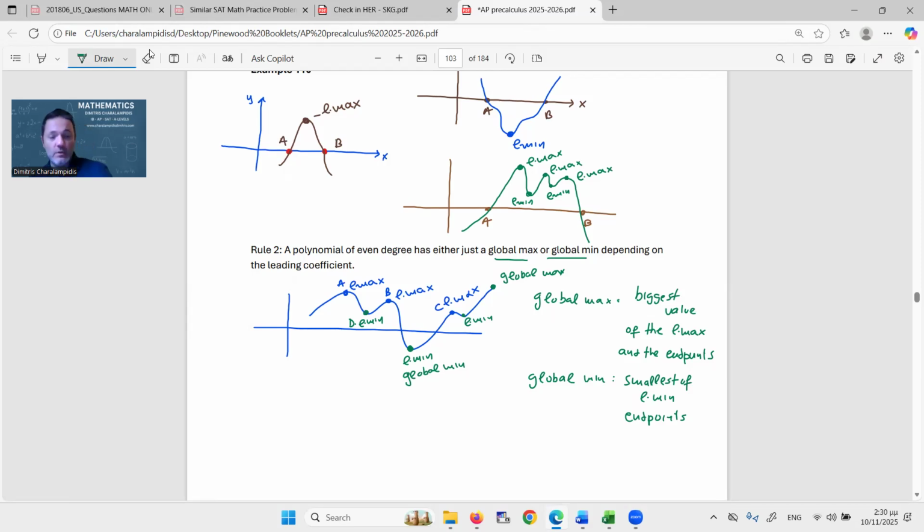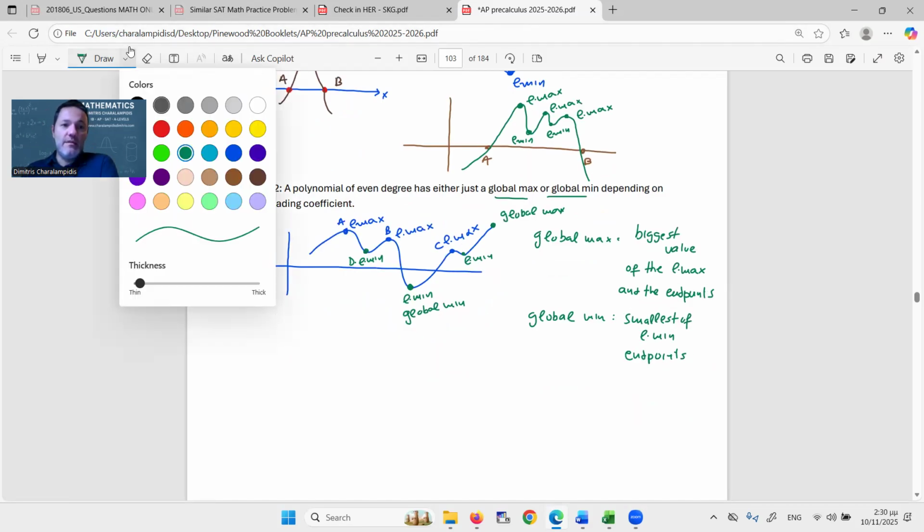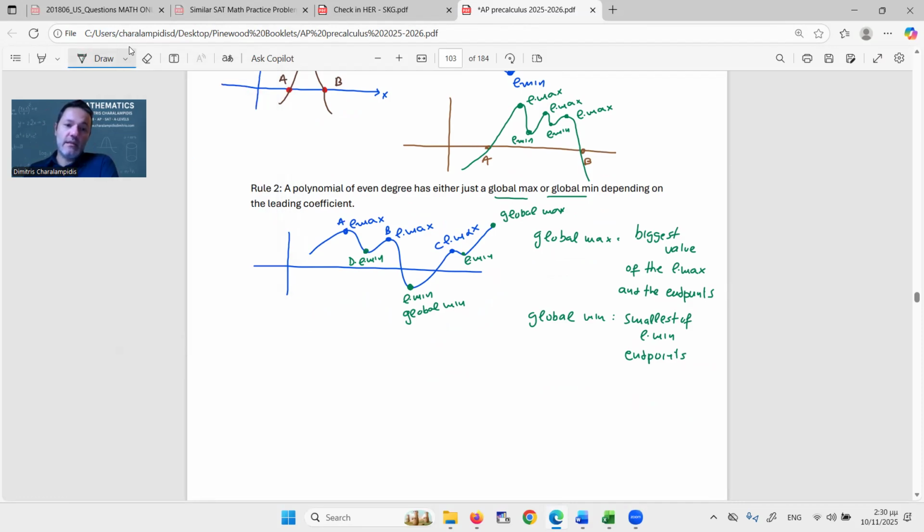Now, rule number 2 simply states what is happening with the global minimum or max, and it states that it depends on two things. First of all, the degree of that polynomial, and then the leading coefficient. More particularly, this rule suggests that the leading term is x to an even power, and it's all about the leading coefficient.